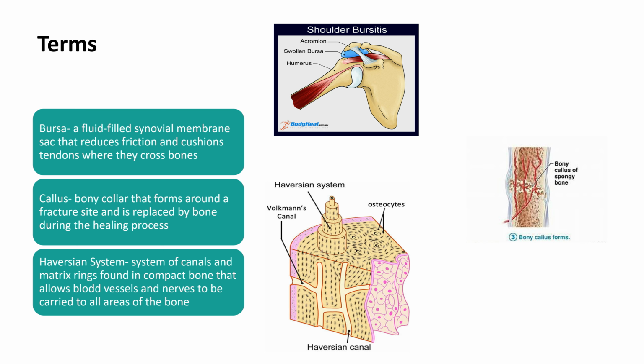These are a few important terms that you have for your skeletal system. Your bursa is a fluid-filled synovial membrane sac that reduces friction and cushions tendons where they cross bones. Your callus is going to be a bony collar that forms around a fracture site and is replaced by bone during the healing process. And your Haversian system, which is a system of canals and matrix rings found in compact bone that allows blood vessels and nerves to be carried to all areas of the bone.